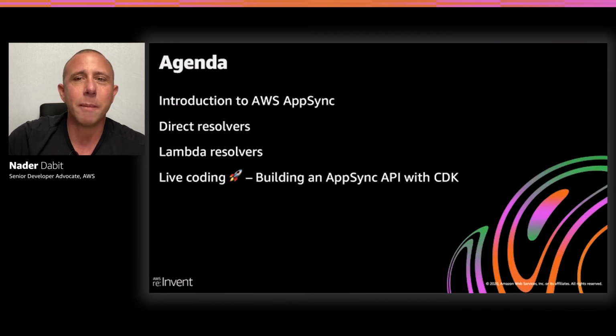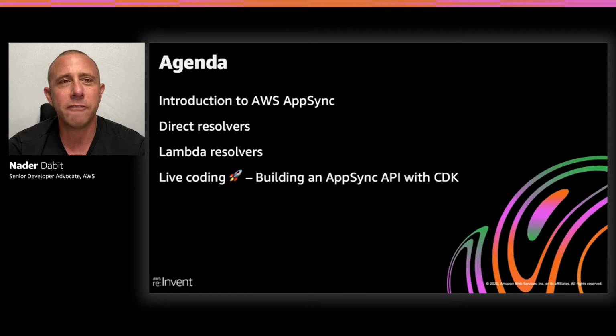Today we're going to be talking about AWS AppSync, and we're really going to be focusing on the different types of resolvers that you can use with AppSync. The two that we're going to be really spending a lot of time on are Lambda resolvers and direct resolvers. But first, we'll do an overview of what GraphQL is and what AppSync is. And then to end off this presentation, we'll be doing a live coding demo where we're going to be building an AppSync API using AWS CDK.